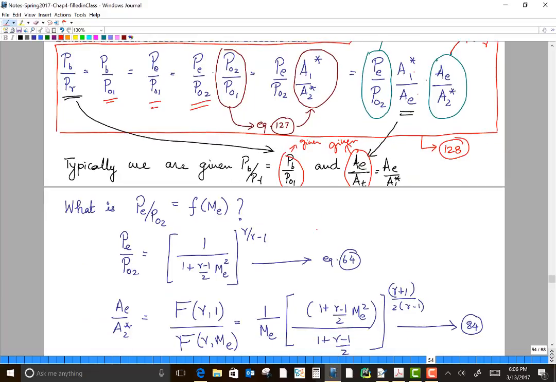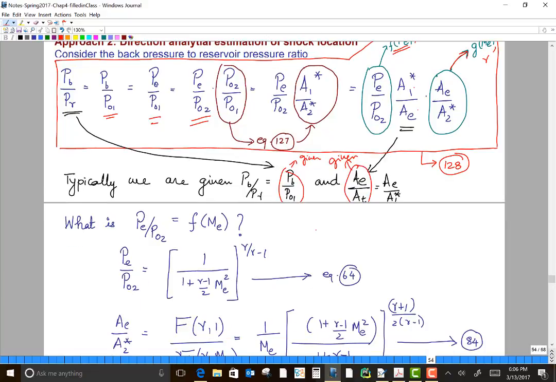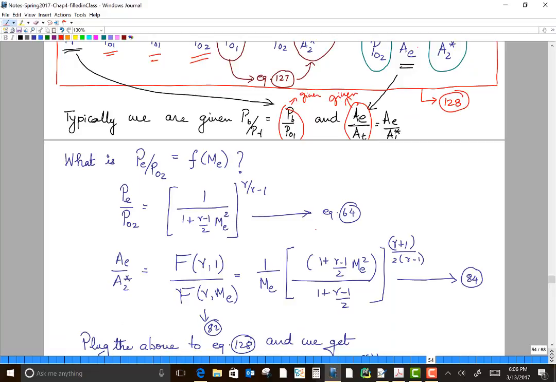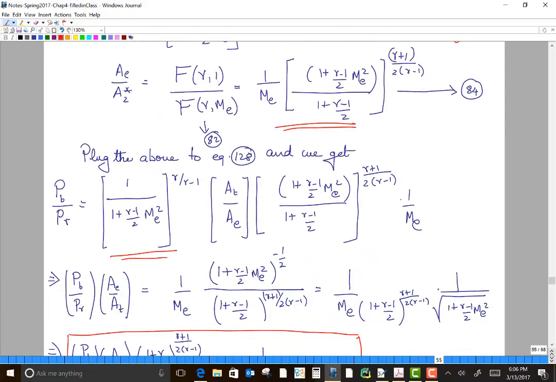So in the equation that we have, you can figure out what that f of ME is. It is nothing but 1 by 1 plus gamma minus 1 by 2 ME squared, raised to gamma by gamma minus 1. AE by A2 star can also be written as a function of ME, and this is the expression. This is basically the g of ME, gamma term. So you plug these expressions in and you get this form of the equation. This is your equation 128, and this is a modified form of 128.